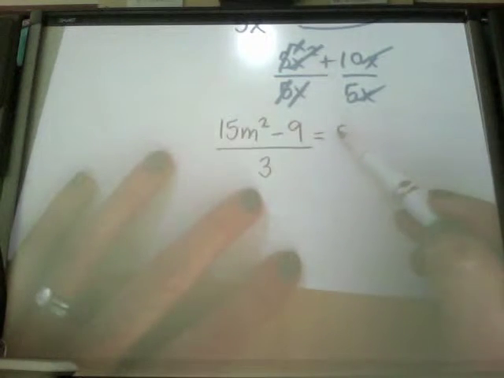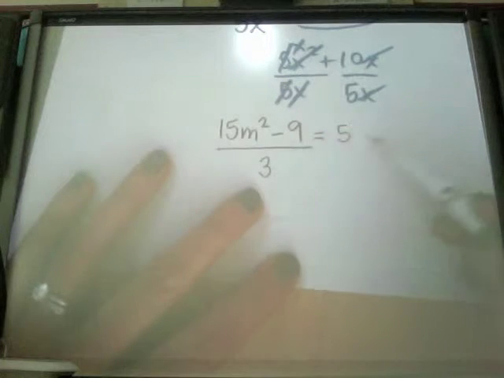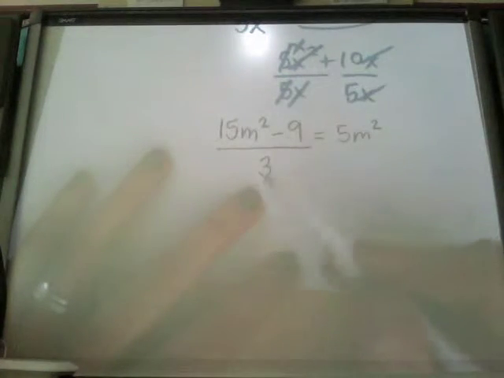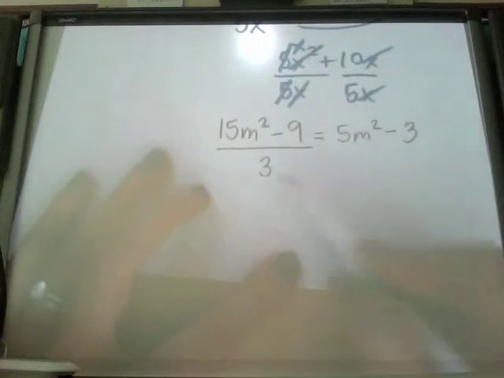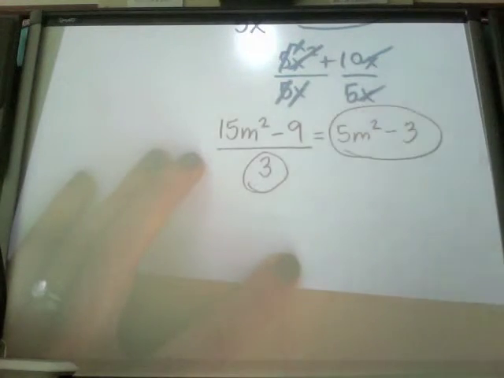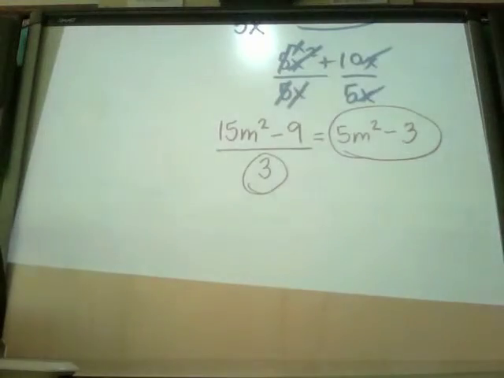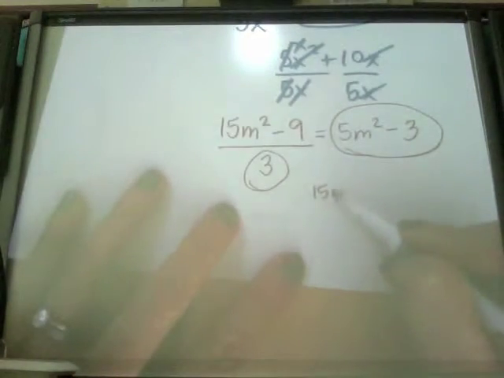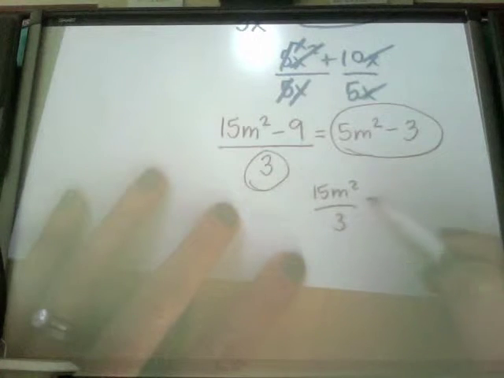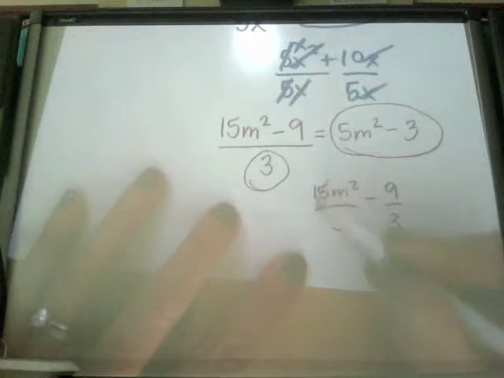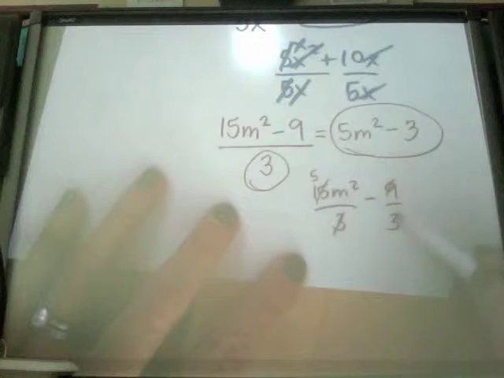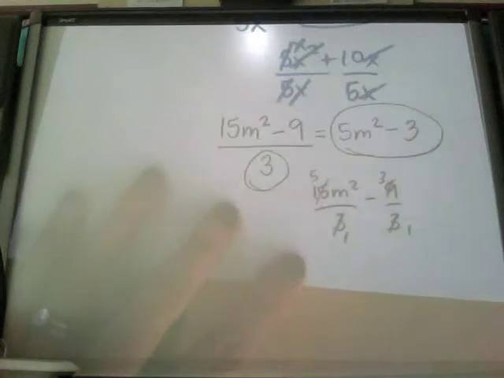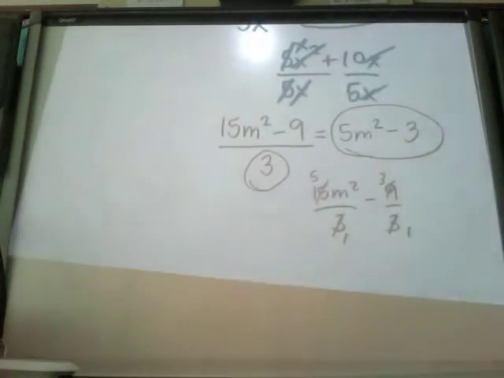15 divided by 3 is 5. M squared, oh well I can't cancel anything because there's no m's in the denominator. 9 divided by 3, 3. Here are my two factors. Now again, when you do this division by 3, if it helps you to write it separately so that you can cancel, then you can go ahead and do that. If you can do it mentally, just looking, then you can do that.